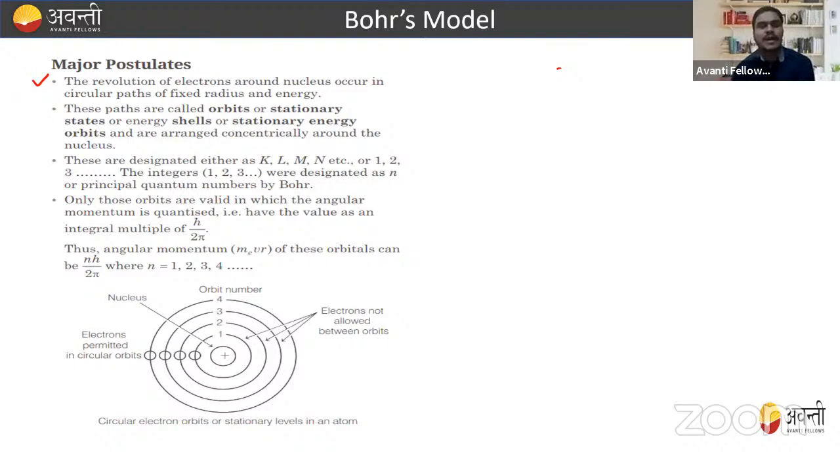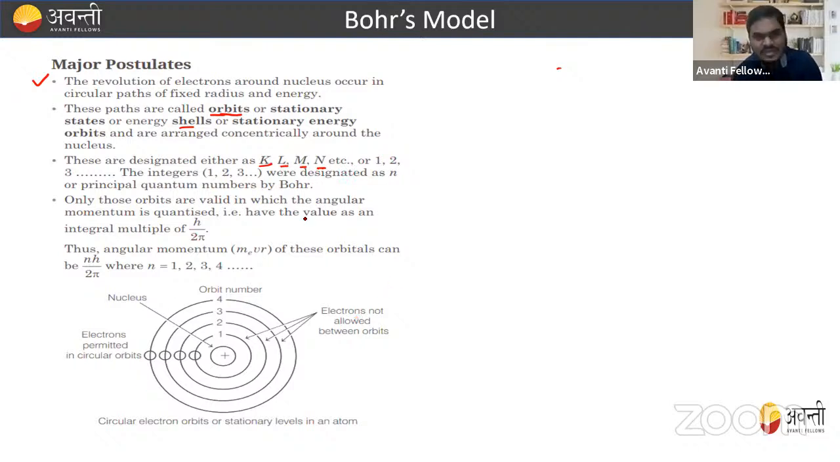It means these paths are called orbits, or we say stationary states, or shells, or stationary energy orbits. There are lots of names for this. Basically, just remember these paths are called orbits, or we say shells, right? So this point you must remember. Now, they are arranged concentrically around the nucleus. These are designated either as K shell, L shell, M shell, N shell, etc. Or many times you can write them as 1, 2, 3, and so on.